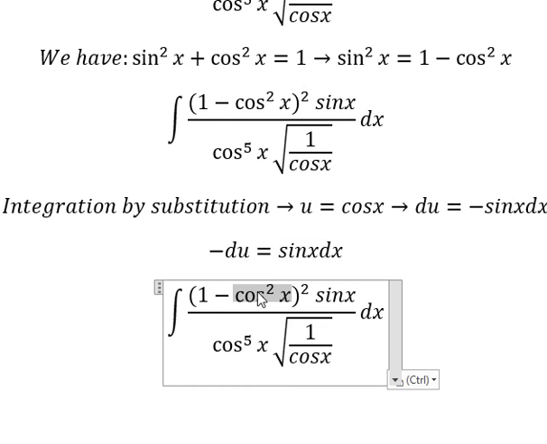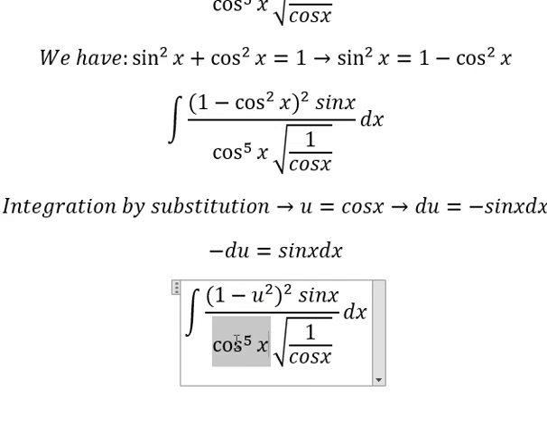And this one we change for u square. This one we change for u to the power of 5. This one we change for u. And sin s ds we change for negative du.